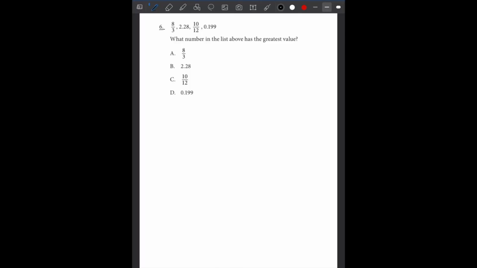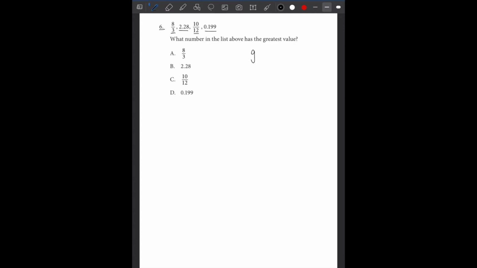So, number 6 reads, what number in the list above has the greatest value? So we can see that these two are in fraction form and these two are in decimal form. Since they are different, we need to put everything in the same form. It's easier to work with these numbers when they are in the decimal form.